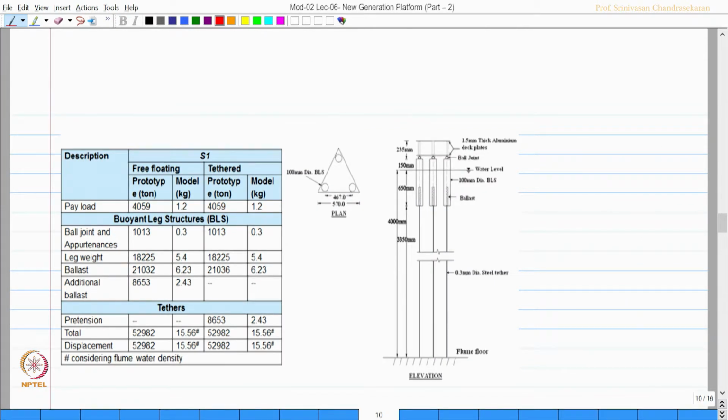So, a full model was developed, you can see here the details of the model, and experimental and model testing were done on both free floating and tethered triceratops by Chandrasekhar et al. for a payload of 4059 tons on a scale of 1:150. So, this was the triangular deck plan which was proposed with 2 deck plates, upper and lower deck plates.